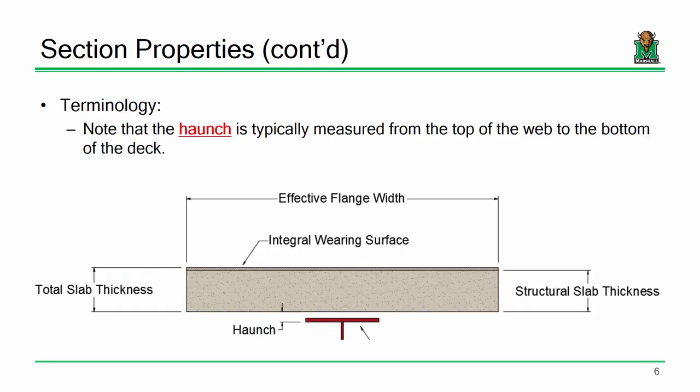Now, in terms of specifics, so that we're all speaking the same language, what I'm defining as the haunch, I define it as the distance from the top of the web to the bottom of the slab. Okay? So, for instance, if this flange is, I don't know, 3/4 of an inch thick, and this haunch is 2 inches, that would make this little gap, what, 1.25 inches? Everybody with me on that? So I just want to make sure we're all speaking the same language.